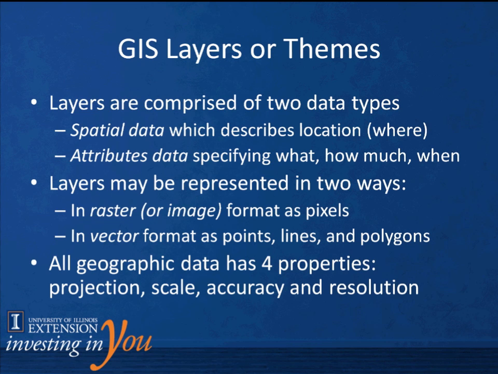When I talk about layers, we're really talking about two different data types within GIS layers. We're interested in spatial data, which describes location, that's the where piece, and we're also interested in the attributes, which specify what, how much, or when. These GIS layers can be represented in two main ways. First, as a raster, which is an image, where each pixel or cell contains an attribute, or the data can be represented in vector format, which means points, lines, or polygons. Regardless of the data set, all geographic data has four properties: projection, scale, accuracy, and resolution.